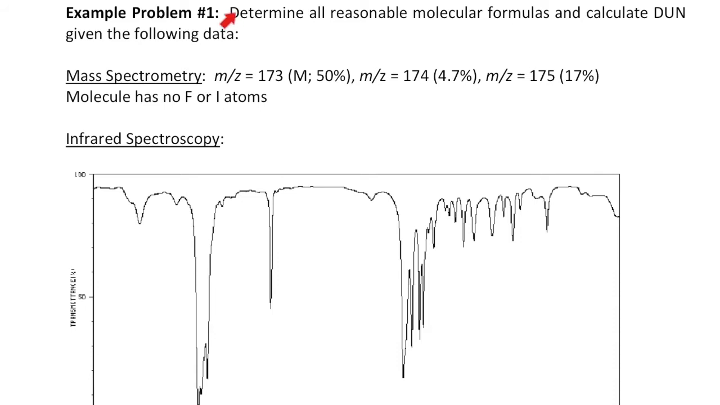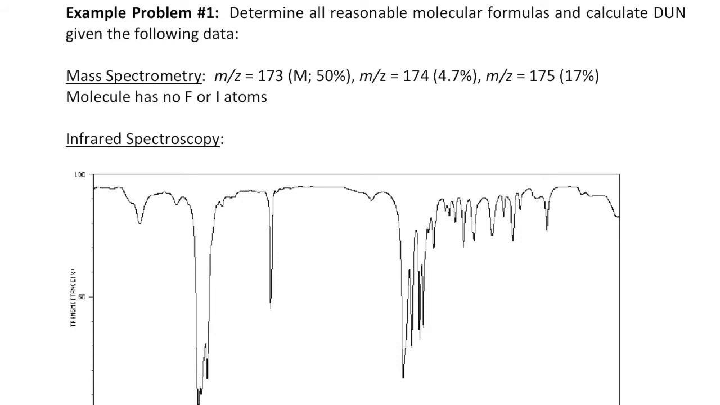So notice what it's asking: determine all reasonable molecular formulas and calculate DUN given the following data. You don't see a picture of the mass spectrum, so notice that. You're only given this data. And what does this mean? M, 50%, 173, comma, M over Z. Remember, that's the x-axis, M over Z.